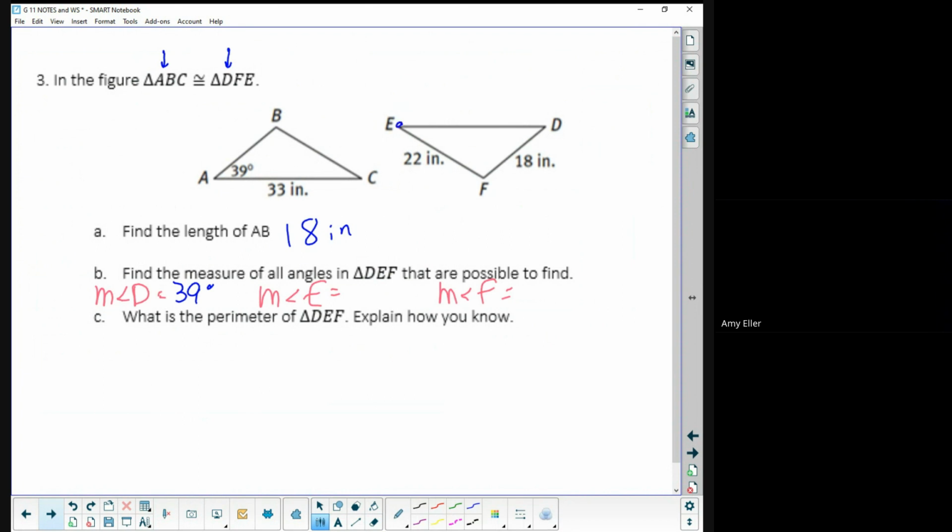Angle E. No guessing. Look where E is. E is the last letter. So that goes with the last letter, angle C. We don't know either of those, so we just say not possible. Now angle F. F is the middle of the 3, so that has to be the same as the middle of the 3, angle B. And we actually don't know that one either, so not possible.